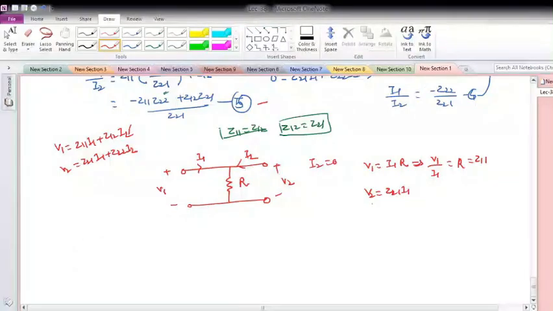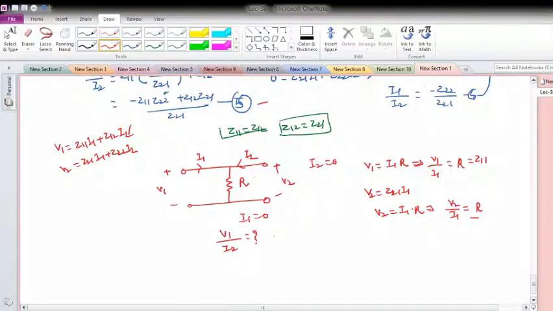So I would like to find out what V2 is. If you look here, I2 is 0, so only I1 is flowing, so V2 will be equal to I1 into R. So V2 upon I1 will again be R. Now next I will put I1 equal to 0. If I1 is equal to 0, what would I like to obtain? V1 upon I2.